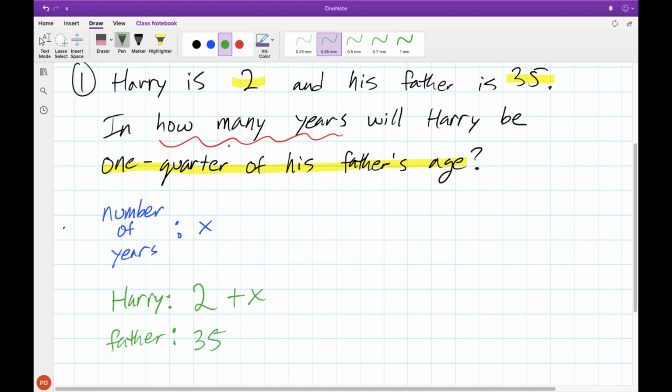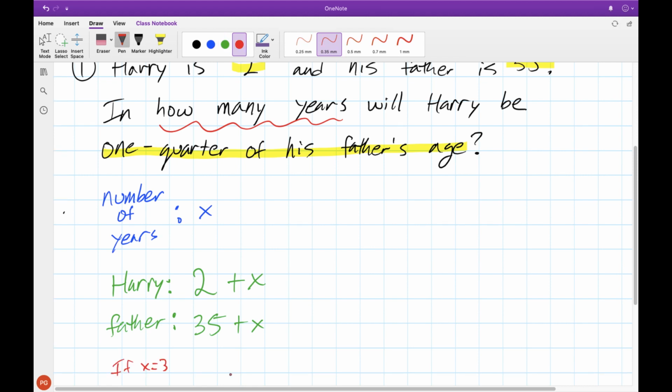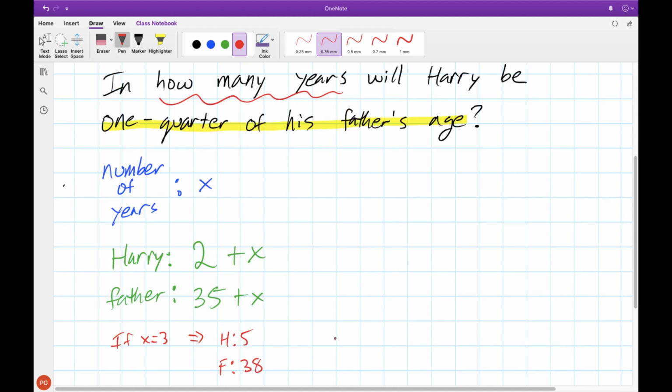So however many years it's going to be, they're both going to have x added to their ages. If x were equal to 3, so 3 years later, Harry would be 5 and his father would be 38. Now obviously 1/4 of 38 is not equal to 5, so x equals 3 is not our answer, but this is where these equations come from.